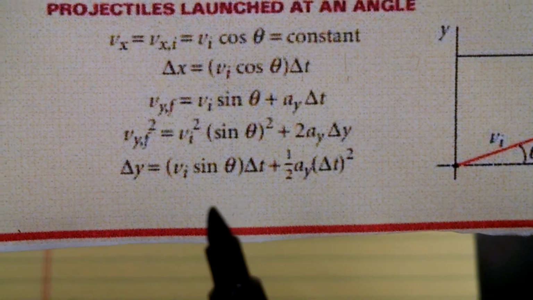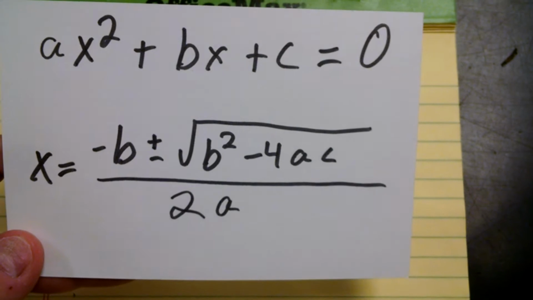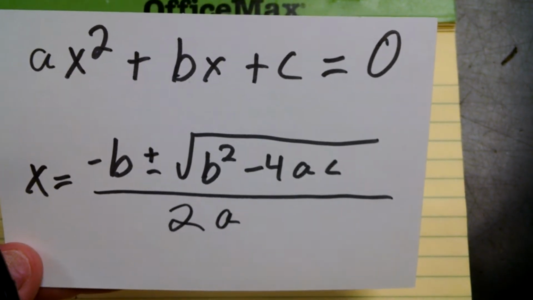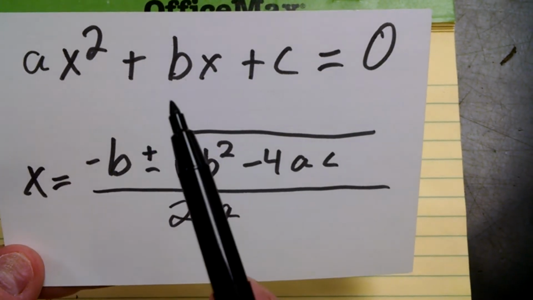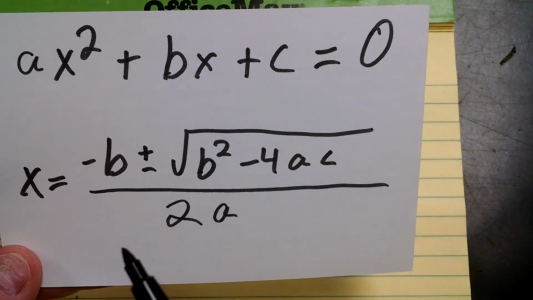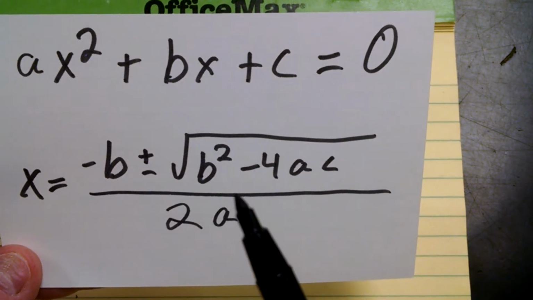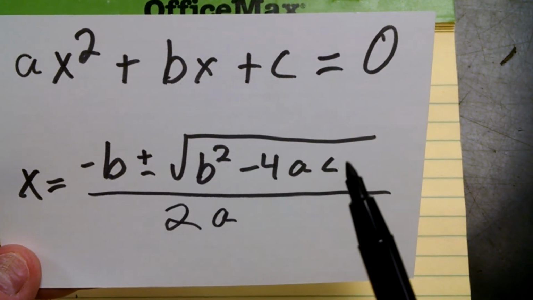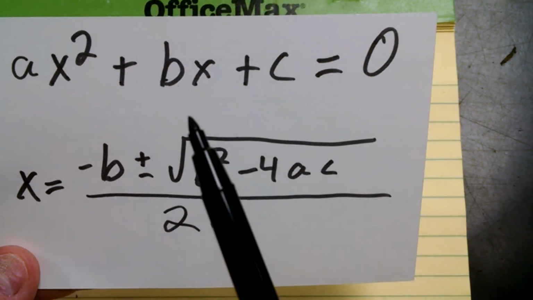Okay, so I'm going to show you the manipulation necessary in order to find time. First off, let's do a quick review. Those of you who have taken Algebra 1 should remember this equation here. That's the quadratic equation. If you have an equation in the form of ax squared plus bx plus c is equal to 0, then you can use the quadratic formula. X is equal to negative b plus or minus the square root of b squared minus 4ac, all of that divided by 2a. You can use this formula to solve for x.